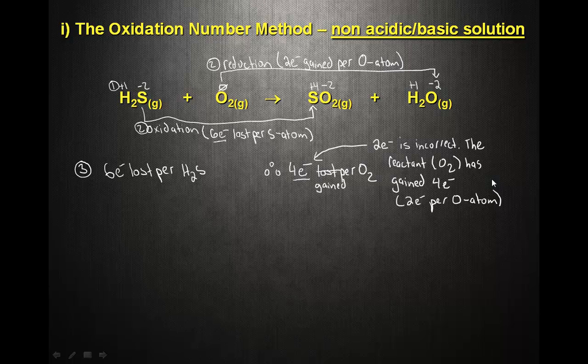So we've lost 2 electrons somewhere, and we can't do that. The number of electrons lost by a reactant has to be the same as the number of electrons gained by another reactant. So that's why we have to balance it. And the reason we have a different number is this is not a balanced equation.